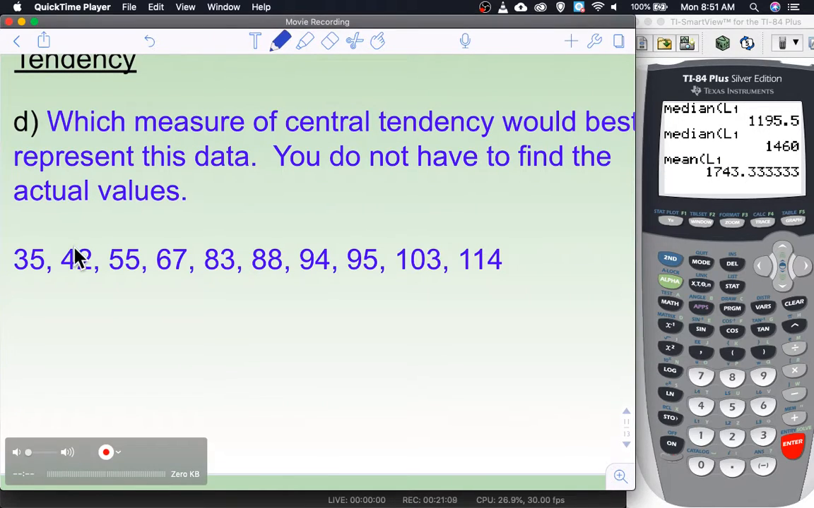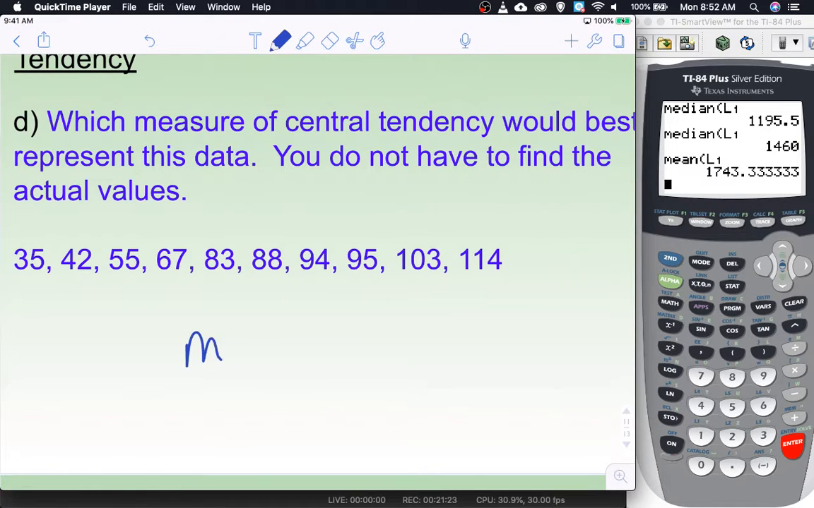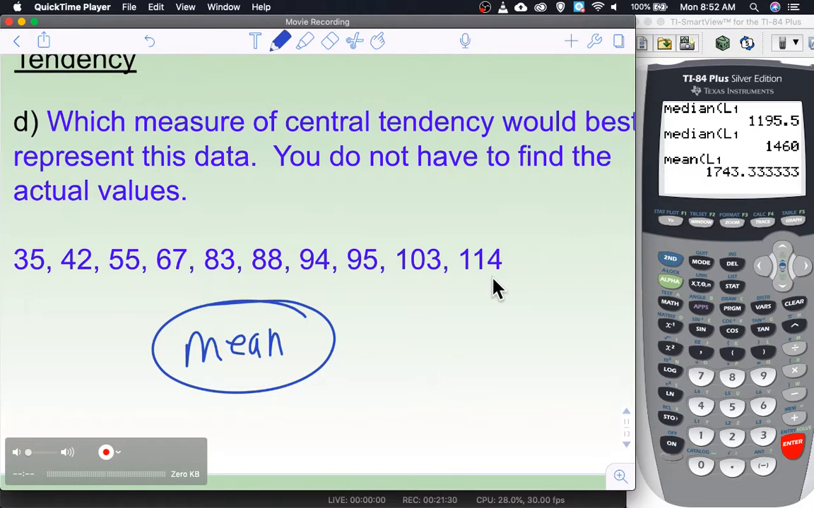All right, so I'm looking at this. I'm looking to see, are there any outliers? Is there any huge jumps in the numbers? 35, 42, they're just increasing kind of little bits at a time. I don't see anything tremendously wrong there. I think the mean would do the best. There's no outliers. There's nothing wrong with the data.